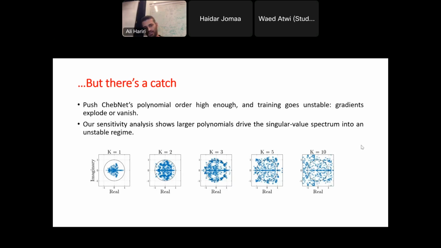The circle that you see in these figures is called the stability region. So whenever the eigenvalue starts spreading outside the stability region, we know that the system has exploded and the information propagation is no longer stable.